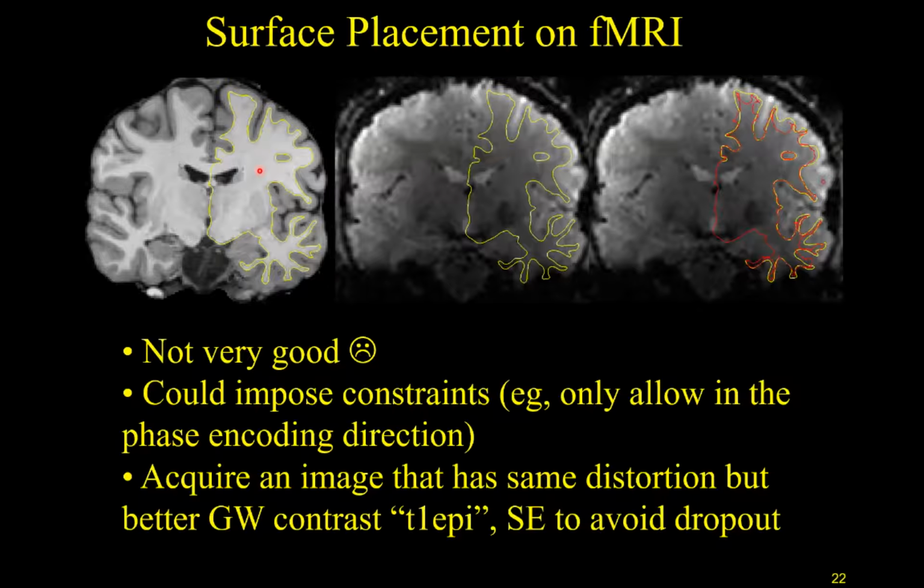So here's the surface placed on the anatomical. This is the white matter surface that's transferred to the MRI, and then I just plugged this into FreeSurfer to see, and let it adapt the surface the same way that it would place it on a T1. And unfortunately, it didn't work very well.